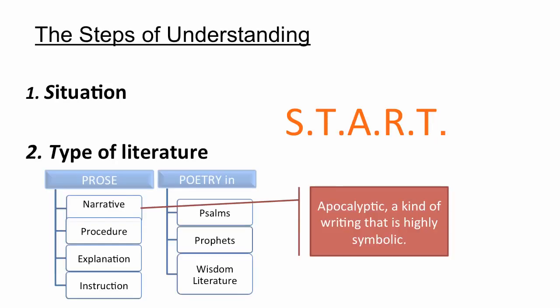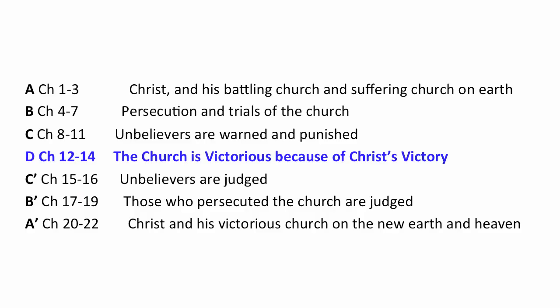And now the type of literature: we see that Revelation is written in apocalyptic literature, which is very symbolic. It's also in the middle block of Revelation, because Revelation can be divided into 7 major blocks, and block number D is a kind of hinge in this book, and this is where Revelation 13 fits in.